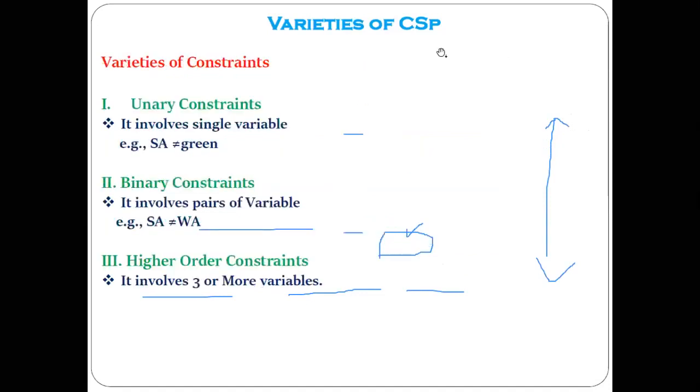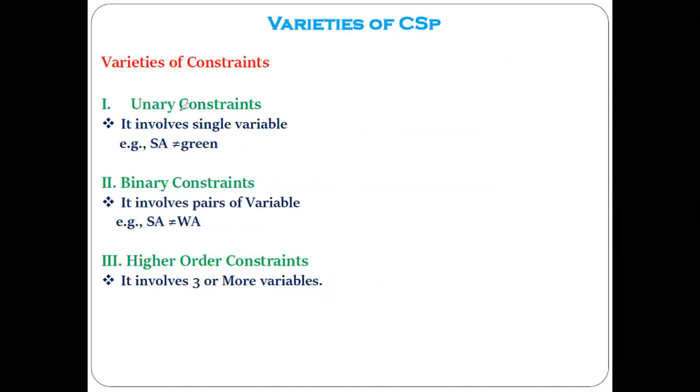Next, we have the types of constraint. The first type is the unary constraint. What do you mean by unary? Single. When there is an involvement of a single variable only, that comes under the unary constraint. For example, in the map coloring problem, SA, that is South Australia, was one of our variables.